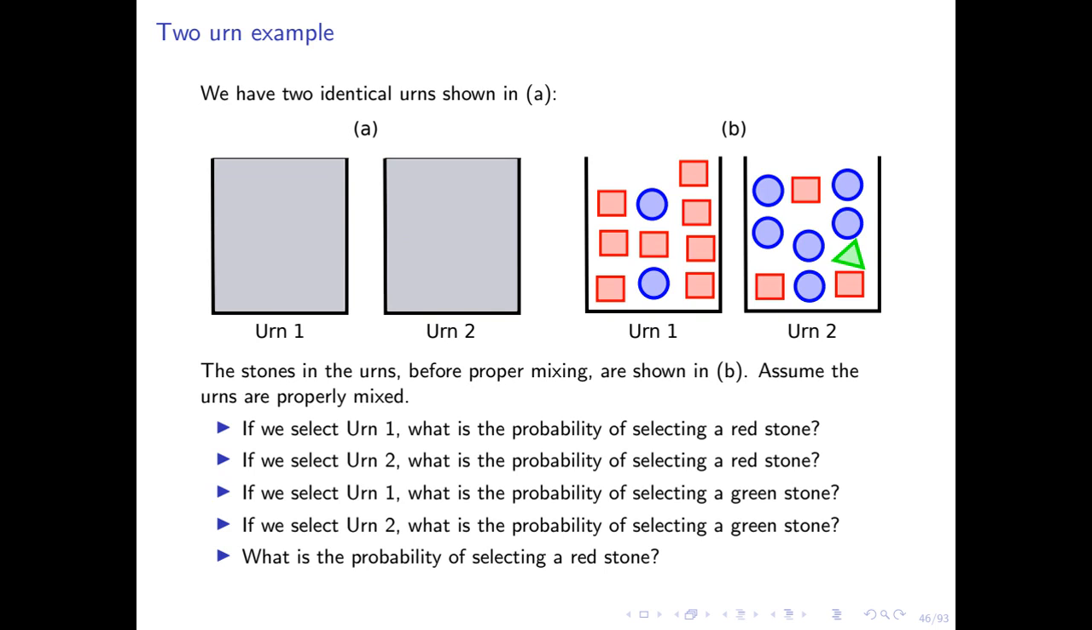So now we have a few questions we need to answer regarding these two urns. If we select urn 1, so if we select this urn with the contents shown here, what's the probability of selecting a red stone? If we select urn 2, what's the probability of selecting a red stone? For urn 1, what's the probability of selecting a green stone? For urn 2, the probability of selecting a green stone. And just the question, if I perform this experiment and sample 1 stone, what's the probability that it's red?